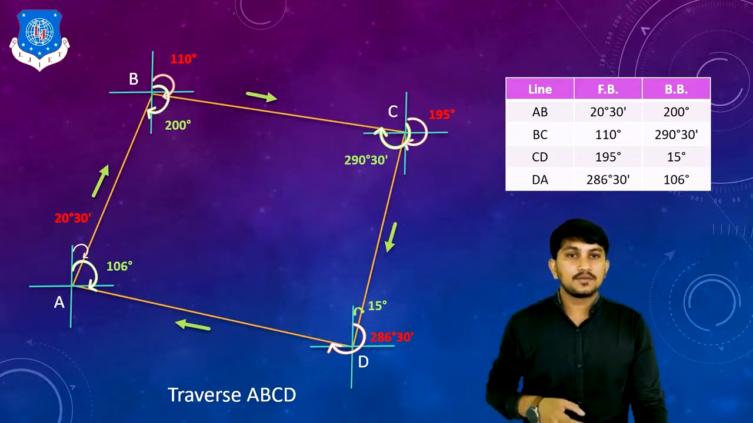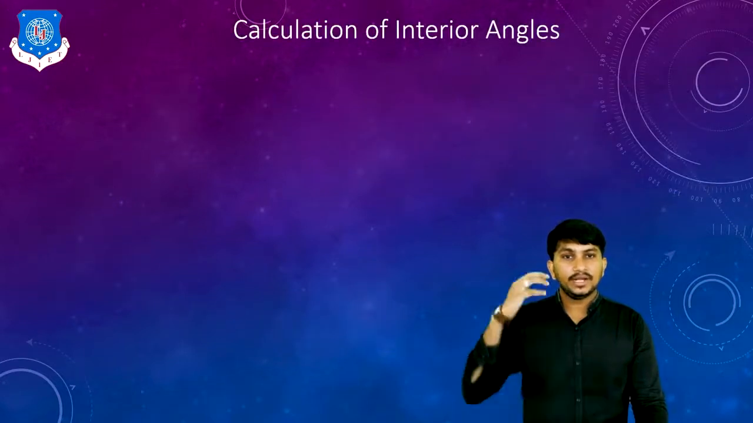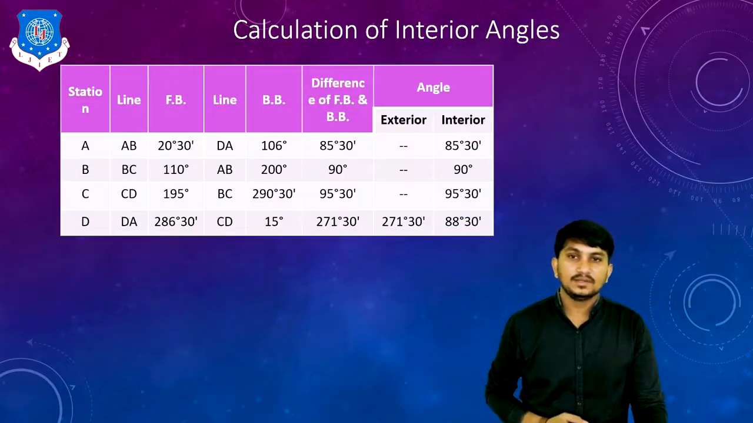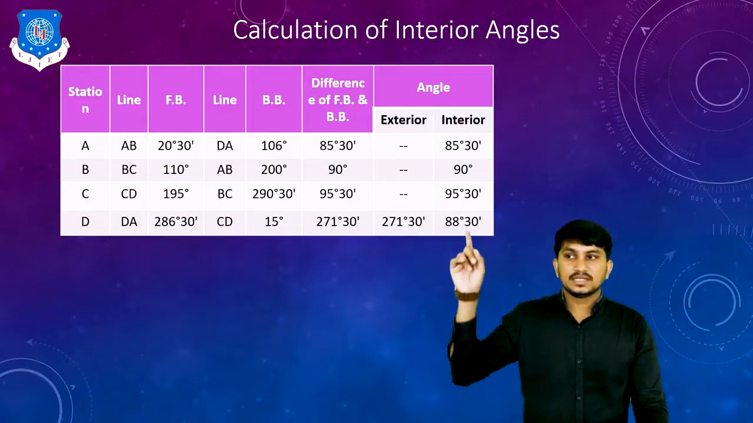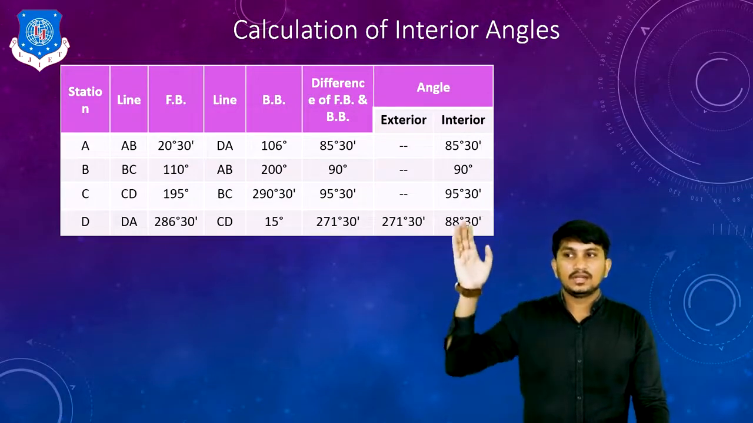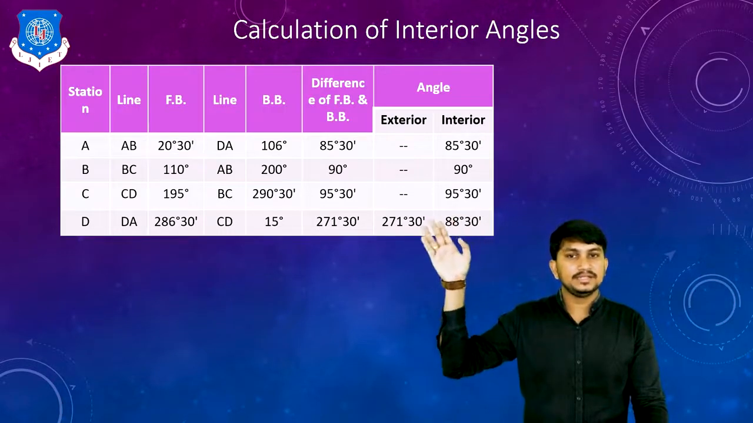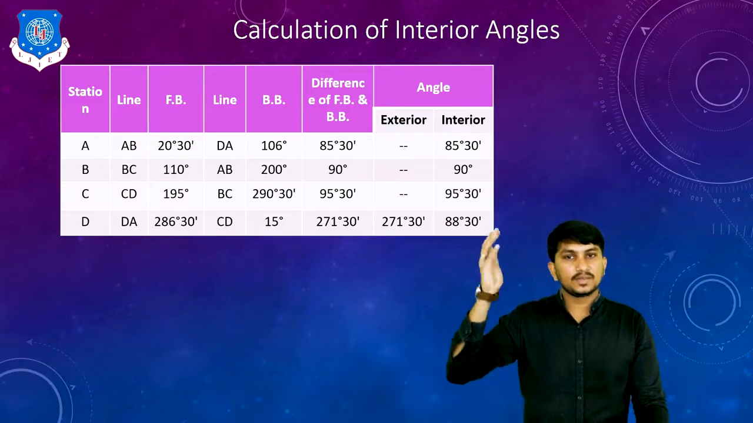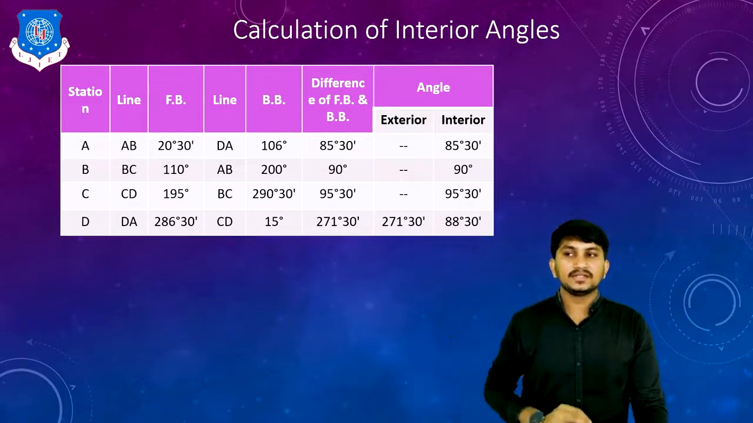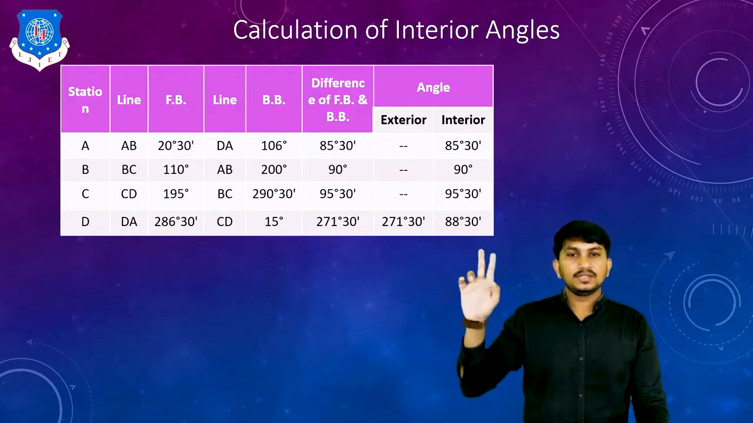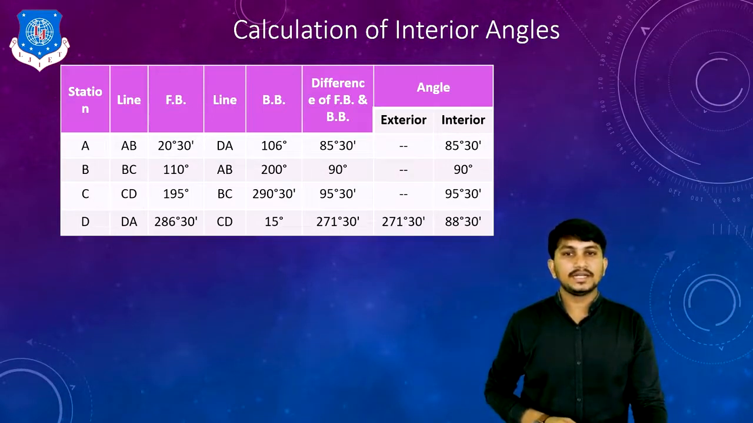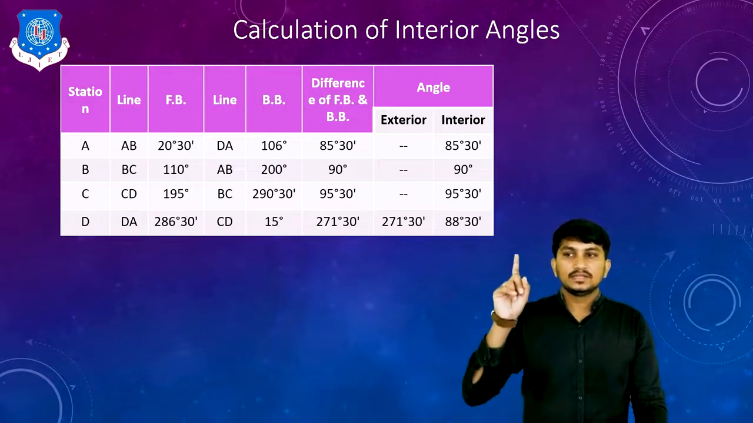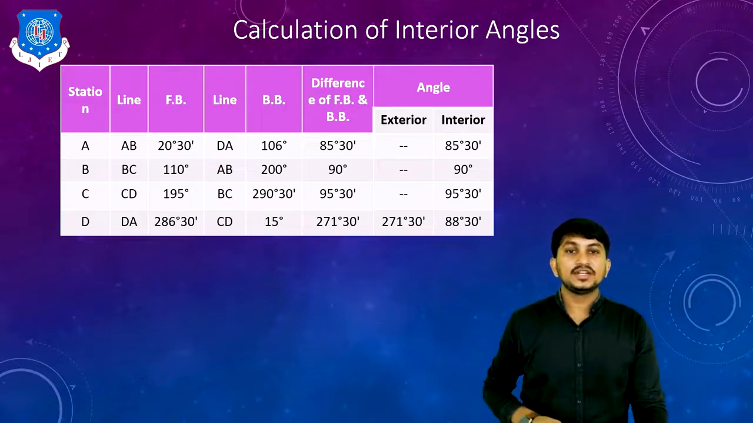Okay. After drawing the traverse, we are going to calculate interior angles by this table. These are the stations A, B, C, D. For station A, the forward bearing line is AB, the back bearing line is DA. From the data given, the forward bearing of line AB is equal to 20 degrees 30 minutes. Back bearing of line DA is equal to 106 degrees. The difference between the two, 106 degrees minus 20 degrees 30 minutes, gives the value 85 degrees 30 minutes. The value of this difference is the interior angle.